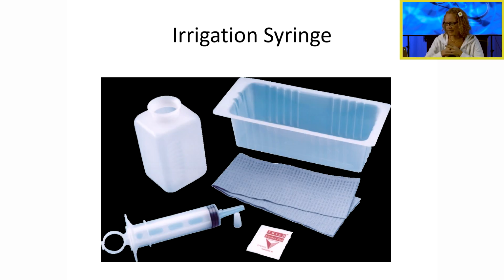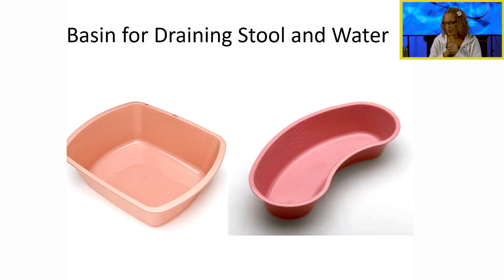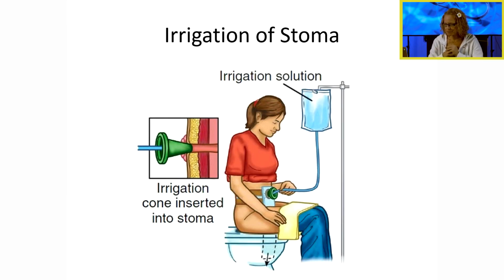So here we see it getting emptied. There's an irrigation syringe here. We could have filled this irrigation syringe up with some nice tap water, and we could have rinsed out the colostomy bag if we wanted to before sealing that back up. We use our basins for draining stool and also draining the water that we might use with an irrigation syringe to clean out the bag.